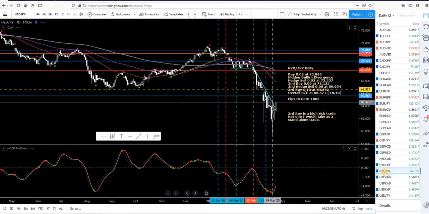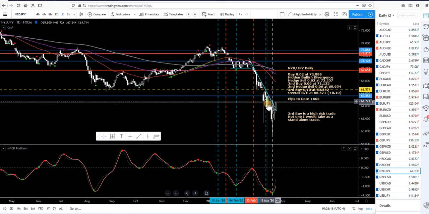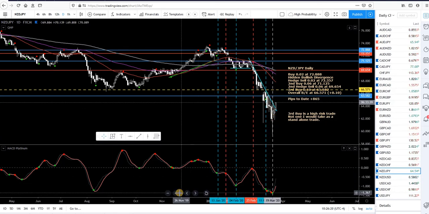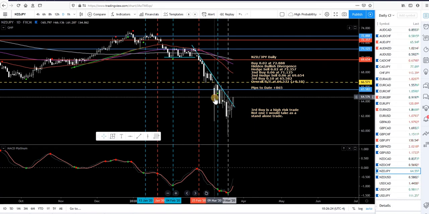New Zealand yen. Righto, this one is sort of similar. We took a buy, hedge sell, second buy, second hedge sell. You can just read the notes. Third buy, which is there, and that buy has remained intact all the way, even though price has come all the way down here. Might be a little bit hard to see, so just extend it a bit. So there's your buy there. There's been no red QMP filter dots.